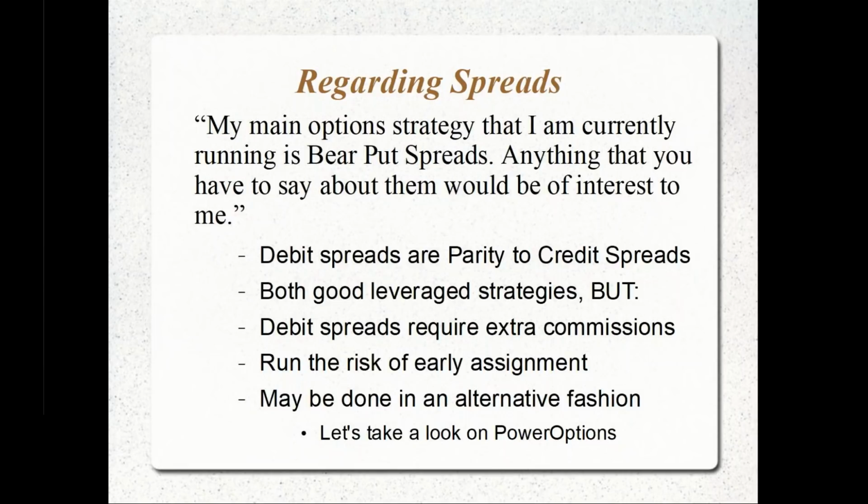Whereas in the credit spread, if it does what you want, the 2 options just expire worthless and you keep the net credit. In a debit spread, you're starting off typically in the money. They may be done in an alternative fashion. We'll talk about that in a moment. But because you're doing spreads that are in the money and selling a put and buying a put that are both in the money, you do run the risk of early assignment. You don't control that. The parity trade, the bear call credit spread to the bear put debit, is out of the money. You don't have to worry about early assignment unless the stock goes the wrong direction and goes above your short call strike price.